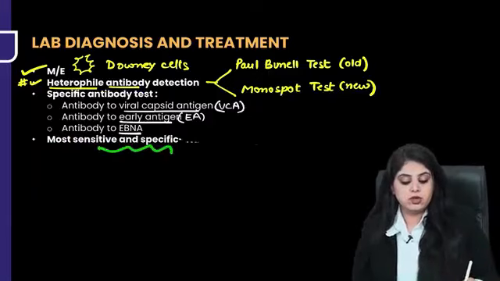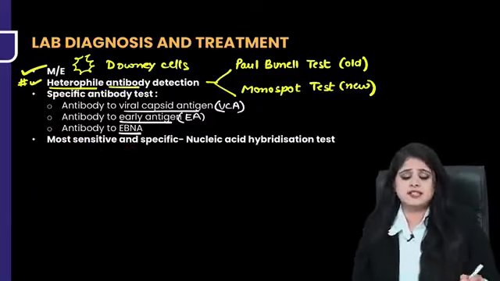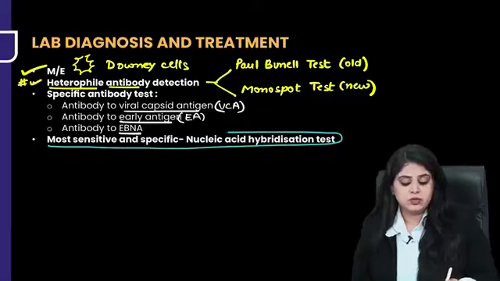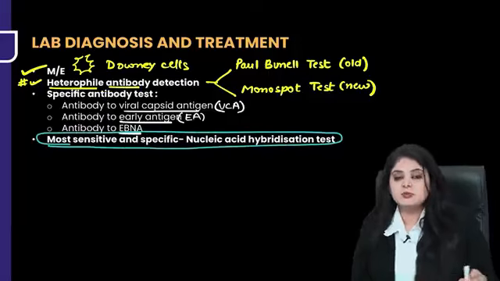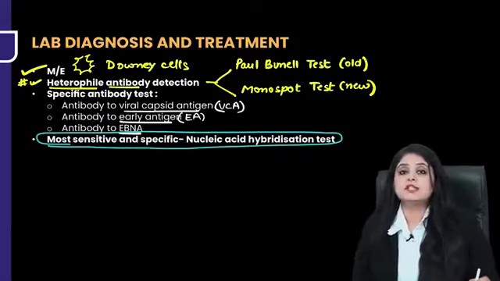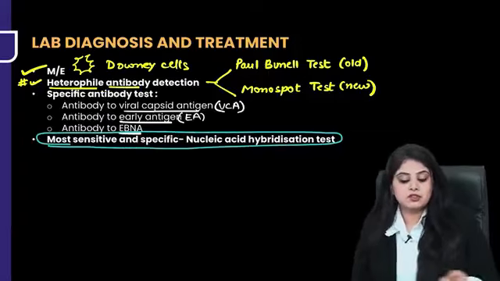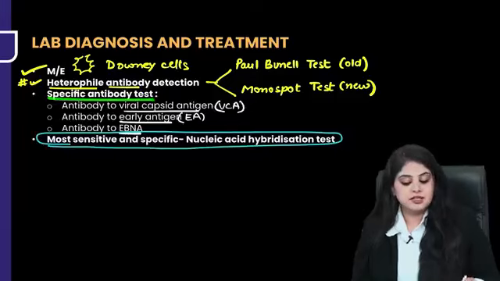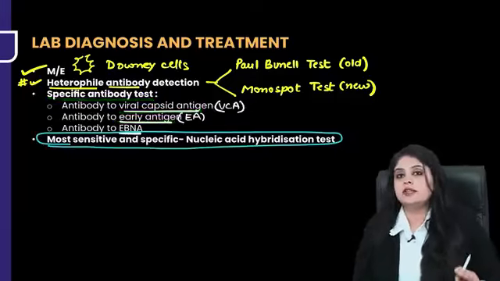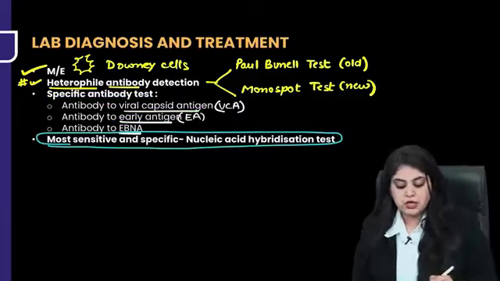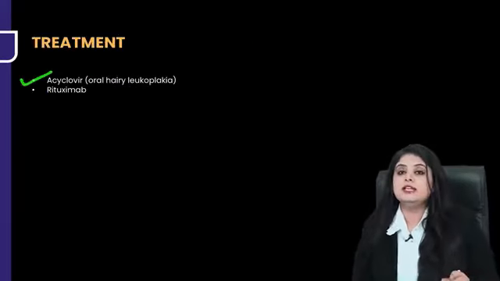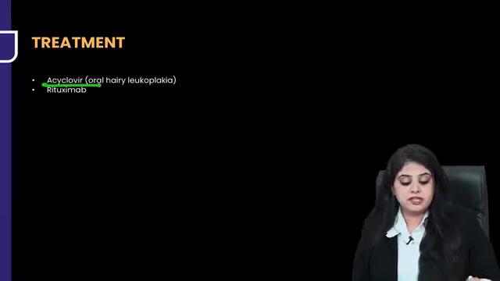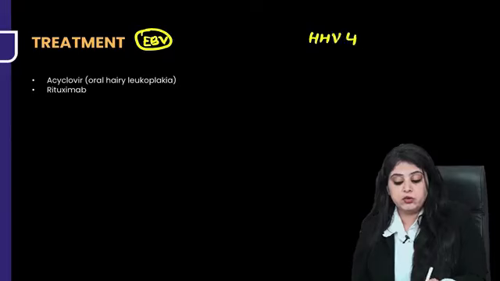But if they ask you which is the most sensitive and specific method overall, not the antibody detection, but overall, I think it is understood that nothing is above genetics, right? So nucleic acid hybridization testing becomes the most specific and sensitive method. However, if they ask what the specific antibody testings are, then you have early antigen, EBNA, and viral capsid antigen. Finally, talking about the treatment aspect, for oral hairy leukoplakia, acyclovir has definitely been considered, and rituximab is also being considered for the treatment of EBV. So that wraps up your human herpes virus 4 all in all.